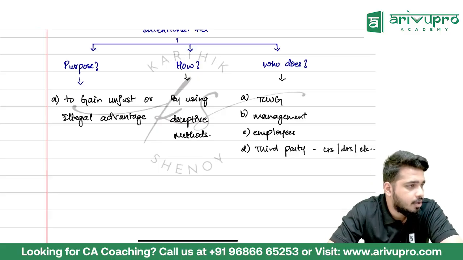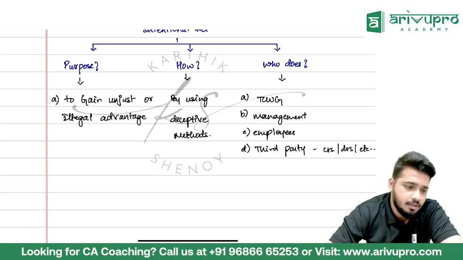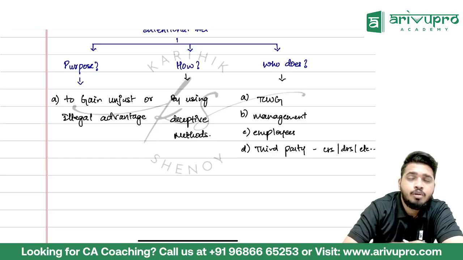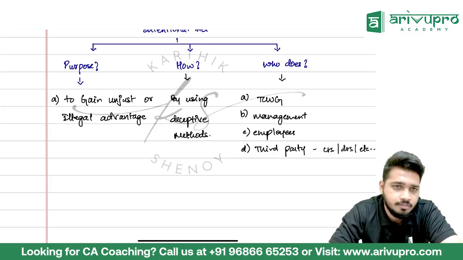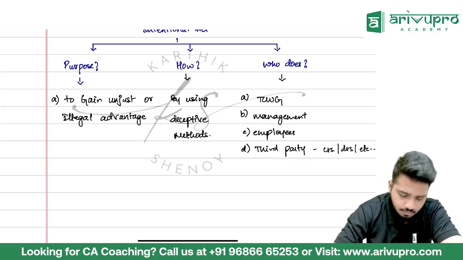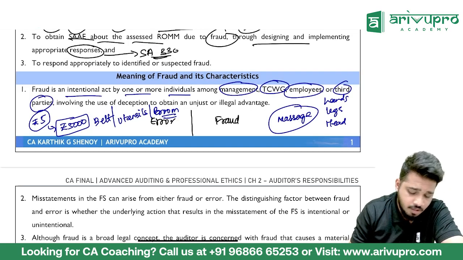By using deceptive methods, they try to fool you and get unjust or illegal advantage, which is not right. Is that clear? Yes, sir. Understood the meaning?